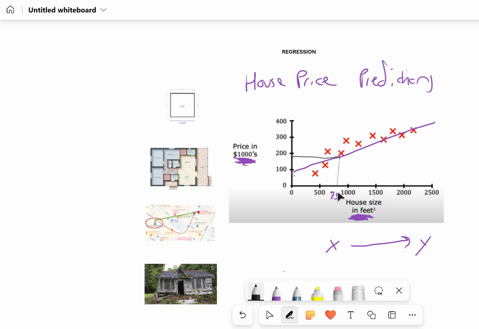This is a really inaccurate representation, but never mind. Let's imagine that the house would potentially be sold for like 190 based on using our regression line and joining up where 750 would be on our input, and it'll give us an output of 190. And we call this method linear regression. Really simple. You draw a line of best fit through the data.